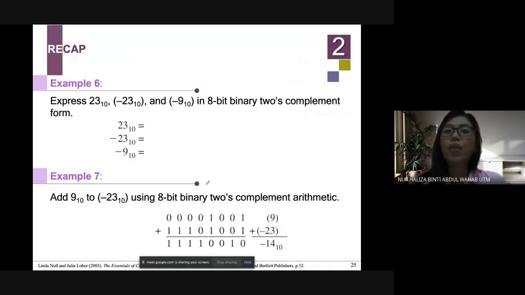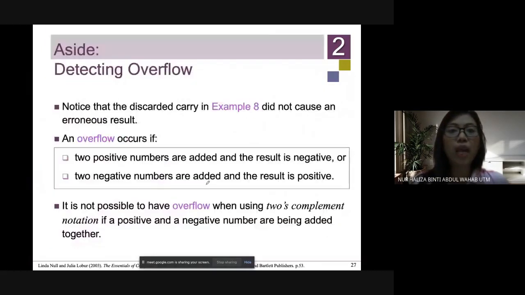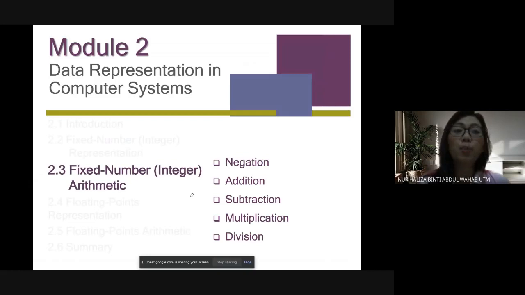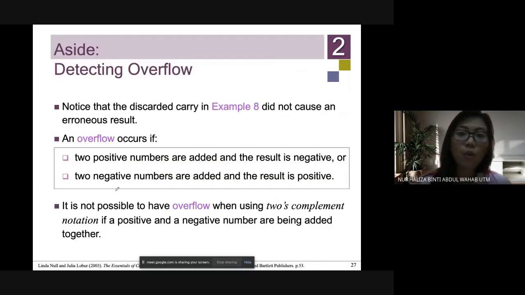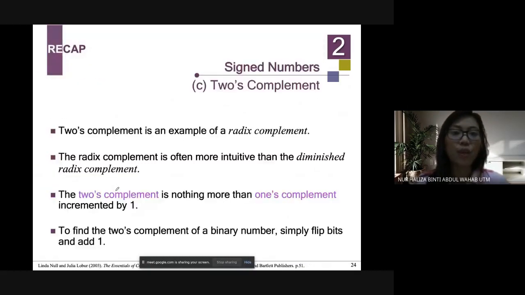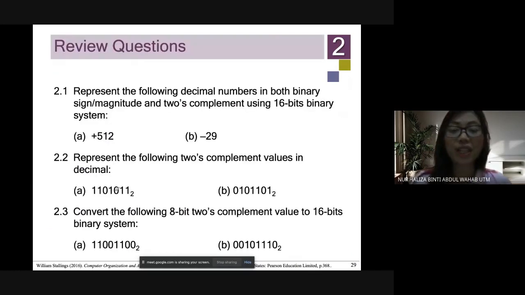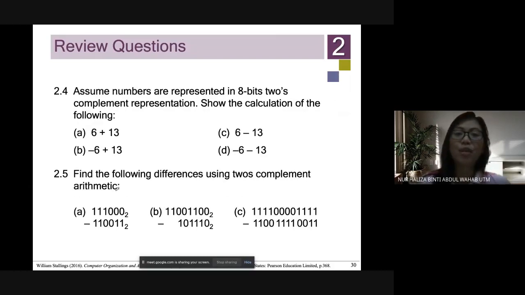And in our next class, before we move to our fixed number arithmetic, I'm going to pick someone to teach in our class, maybe for the example, but maybe not the example, but a review question. So you need to teach us, not ask me what happened. Is it correct or not? Is it okay or not?